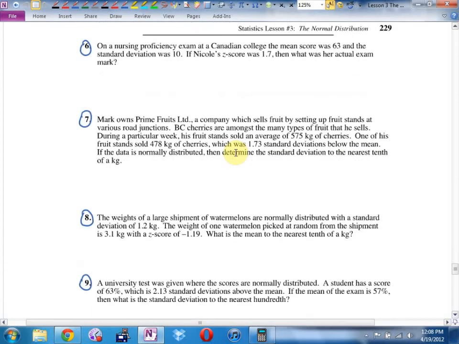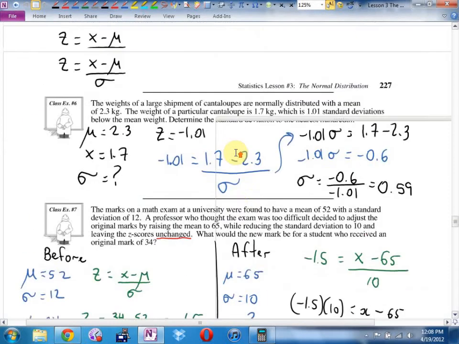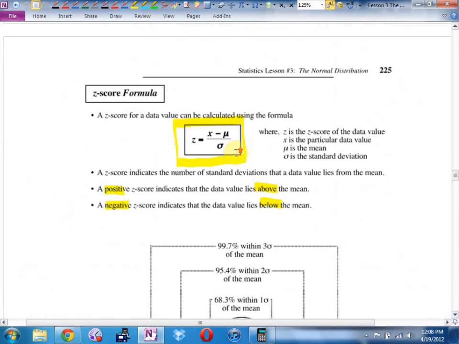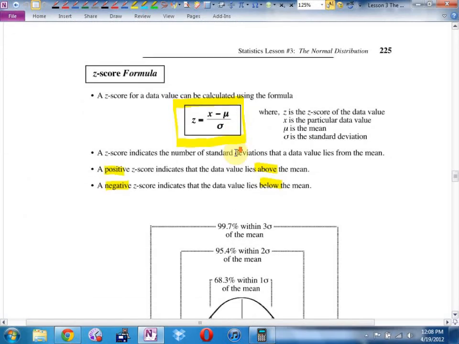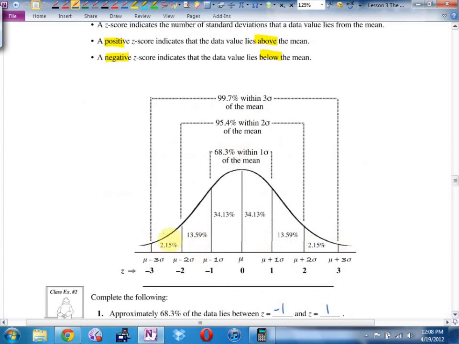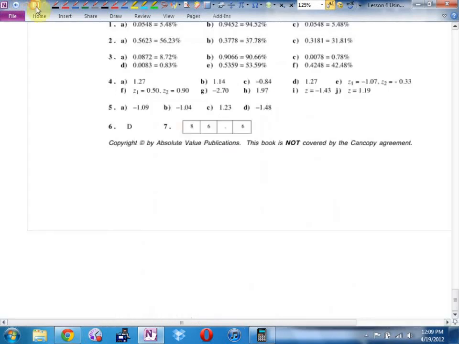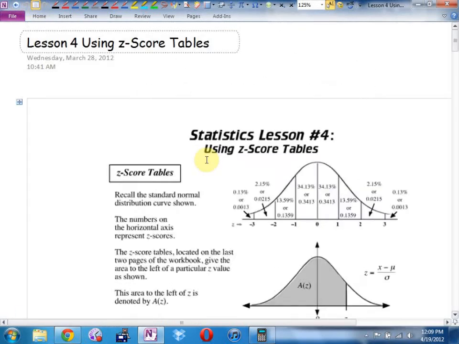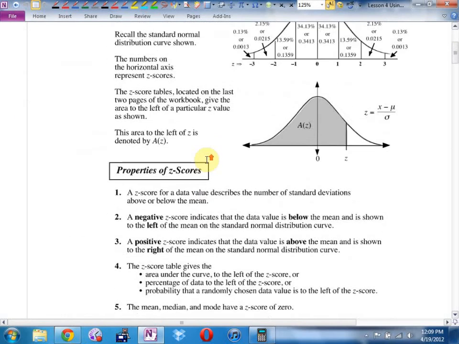I said last day was one of the foundational lessons. Part 2 of it is today. What we're going to try to do here is this. If I know your Z score, what percent are you at compared to the rest of the population? I want to go from a Z-score, which we know how to calculate using this thing here. Can I then find out what percent you are on the normal curve? And the answer is I can. Lesson 4, please. Using Z-score tables, which is page 231.